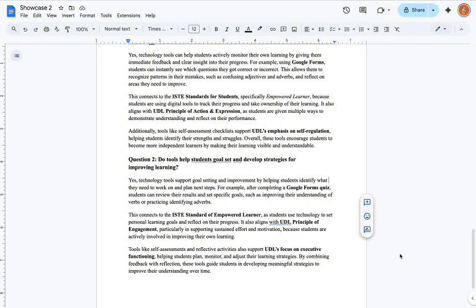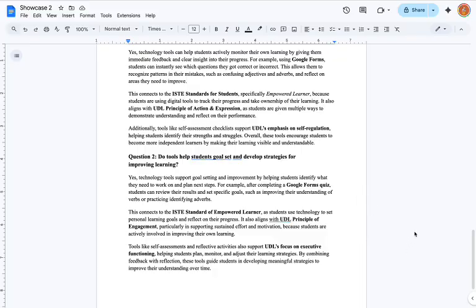Question 2 is, do tools help students goal set and develop strategies for improving learning? Yes, technology tools support goal setting and improvement by helping students identify what they need to work on and plan next steps. For example, after completing a Google Forms quiz, students can review their results and set specific goals such as improving their understanding of verbs or practicing identifying adverbs.